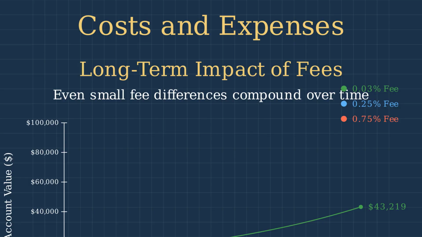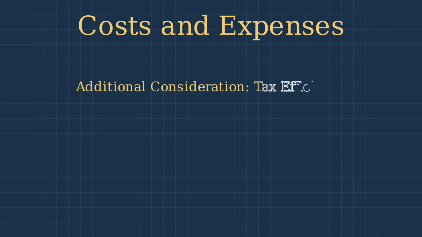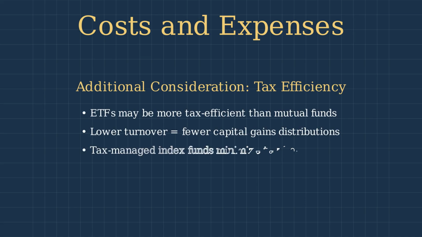This clearly demonstrates why investors should pay close attention to expenses when selecting index funds. Beyond fees, investors should also consider tax implications. ETFs are typically more tax efficient than mutual funds. Index funds with lower turnover generate fewer capital gains distributions, and tax-managed index funds are specifically designed to minimize tax impact.